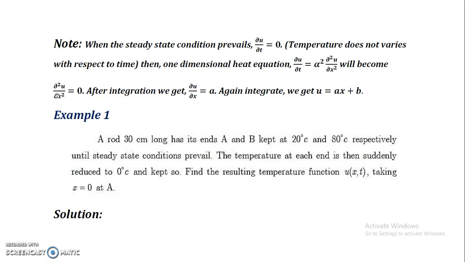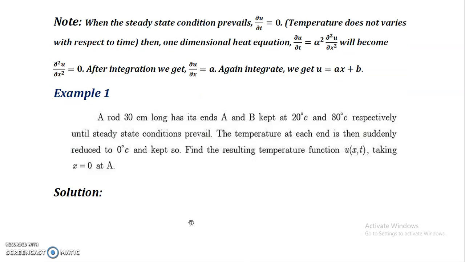So you will get this equation. After integrating one time on this differential equation, you will get dou u by dou x equal to a. Integrating again, you will get u equal to ax plus b, where b is an arbitrary constant.